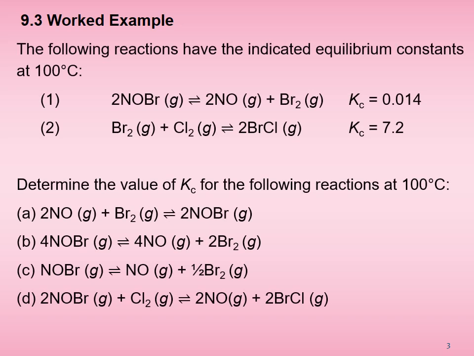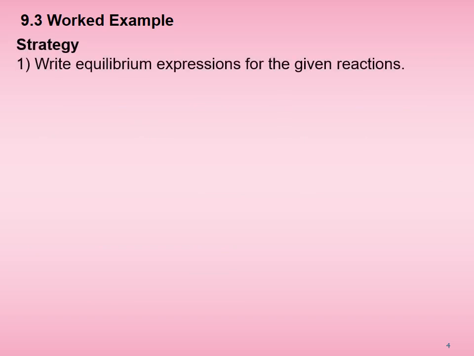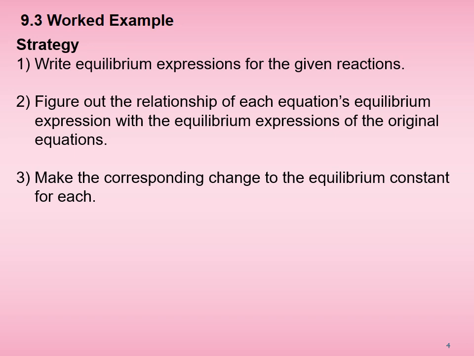Here is an example, given two chemical equations representing reversible reactions as well as their equilibrium constants. At 100 degrees Celsius, we are to calculate the equilibrium constants for the equations in parts A to D. First, we write the equilibrium expressions for the given reactions. Next, we figure out the relationship of each equation's equilibrium expression with the equilibrium expressions of the original equations. Then we make the corresponding change to the equilibrium constant for each.